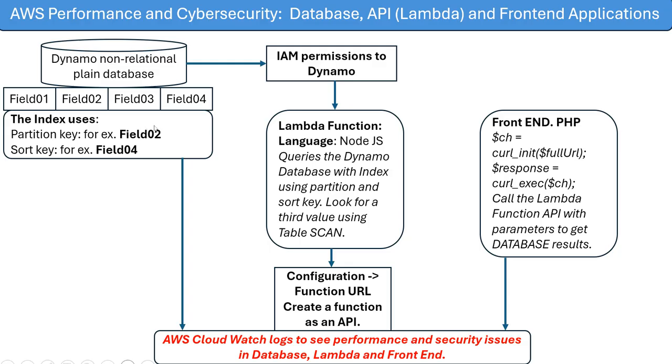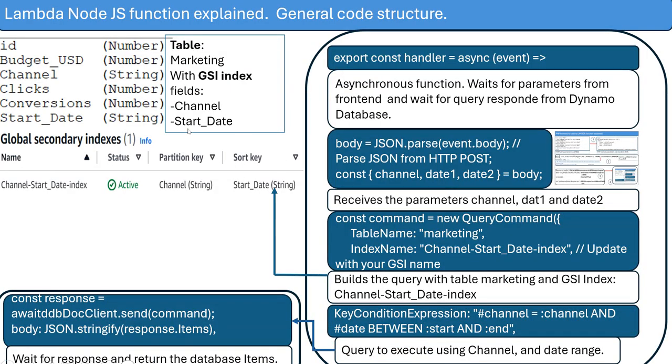We will provide the code and explain every line of the code, how to define this Lambda code, and how to create a URL that can be called from the front end in PHP. This is the general structure of the Lambda function. Here we have the table with these fields, with the global secondary index of channel and start date fields that we're going to use to invoke the table query.